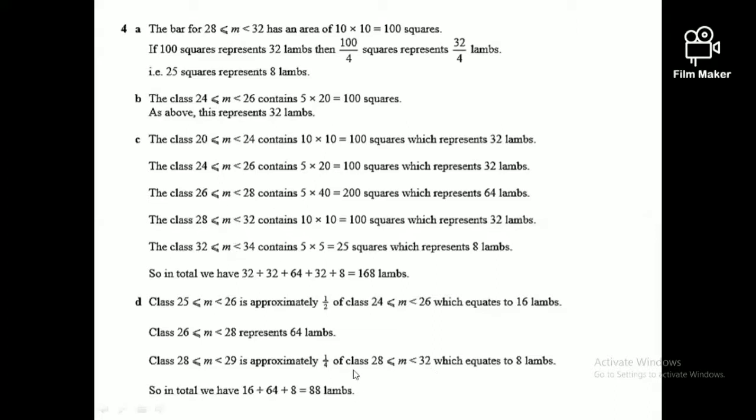Therefore, you can work out 1/4 of that category should be 8 lamps. Altogether, 16 plus 64 plus 8. There should be totally 88 lamps in that category. That is how you need to do it.